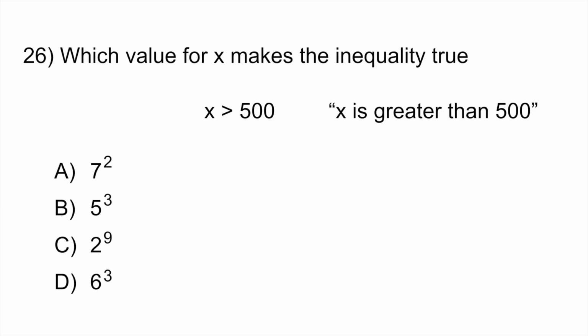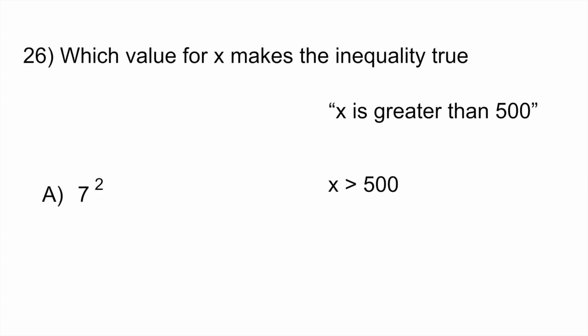Okay, so which value for x makes the inequality true? So x greater than 500. Okay, so what you have to do here is basically, this is a two-step problem. The first step is to find out what these exponents are equal to, and then test if they fulfill this expression, right? If they're actually more than 500.